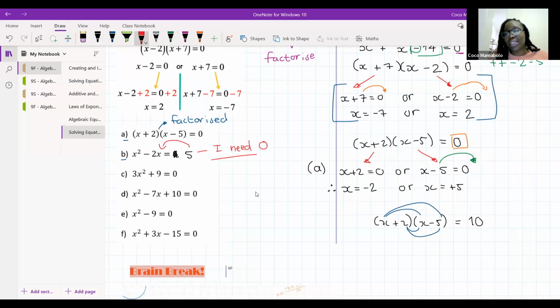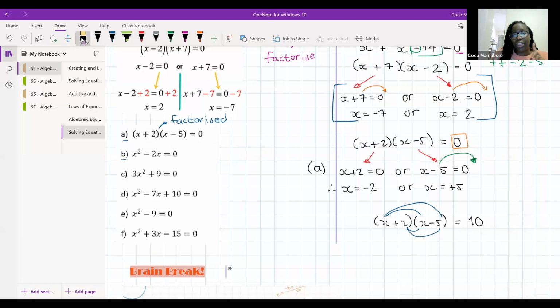I'm going to ask you guys again, everybody type in the chat for me. When do I factorize? What do I need on the right-hand side before I factorize? Tell me in the chat. What do I need on the right-hand side before I factorize? Wow, you guys have got me. 100%. Excellent.